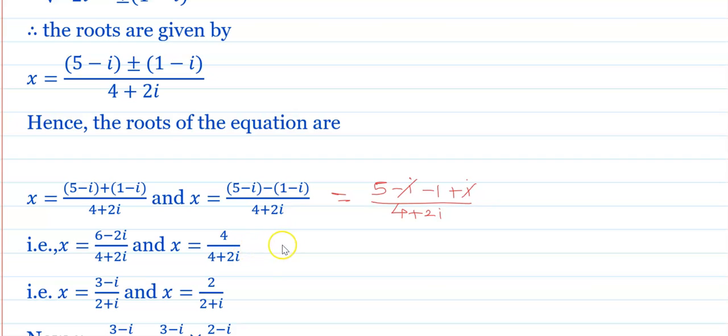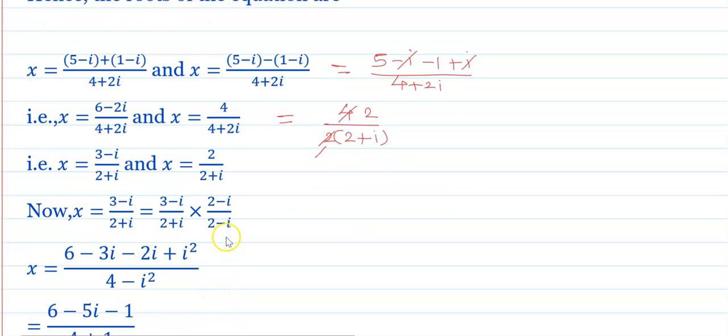Again we will take 2 common from this. Then you will get 4 upon, if you take the 2 as common, then in bracket you will get 2 plus i. And now we will simplify it. 2 ones are 2, 2 twos are 4. Therefore you will get x is equal to 2 upon 2 plus i. Now again we will simplify this. Multiply the conjugate of 2 plus i in numerator and denominator, that is, multiply numerator and denominator by 2 minus i.